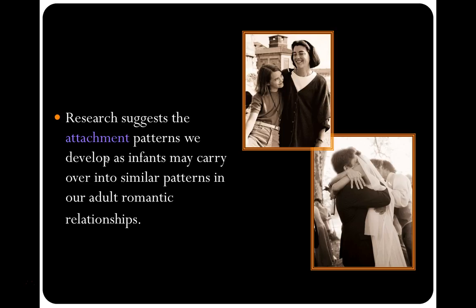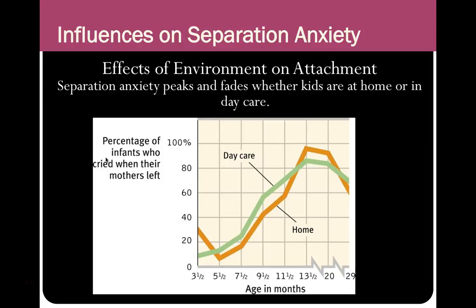Now we're going to talk about a couple of things related to this. First of all, what's behind attachment differences, but also the patterns of attachment that we observe in infants, and the evidence that they carry over into similar patterns in our adult lives, and in particular in our romantic relationships. As a preliminary to all this, we can talk about separation anxiety.